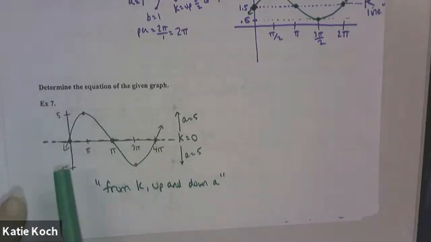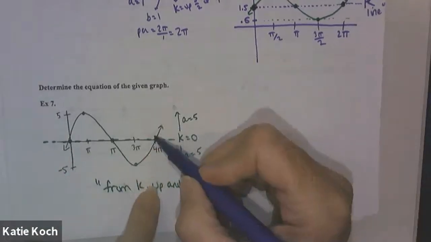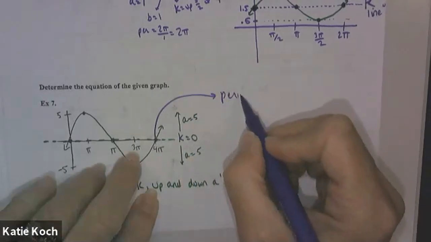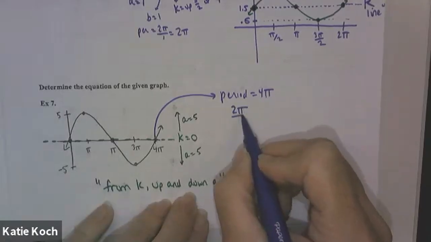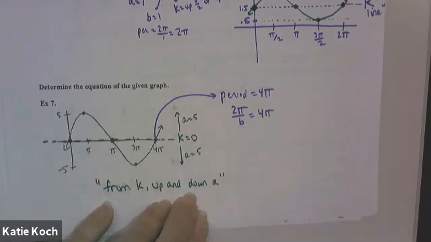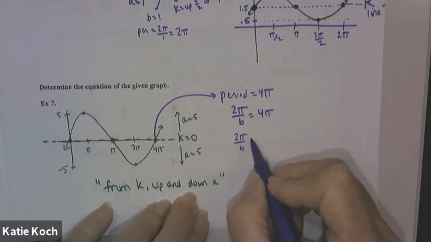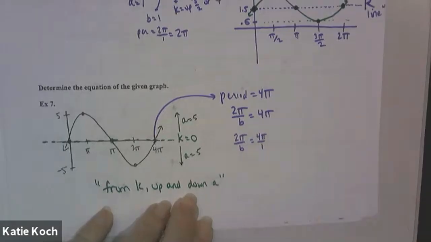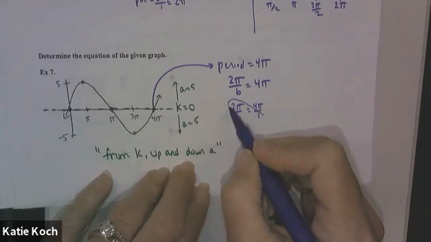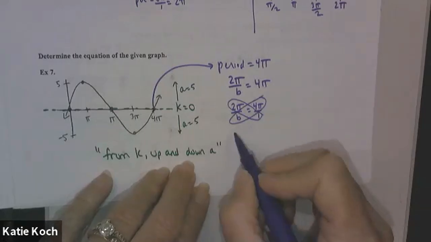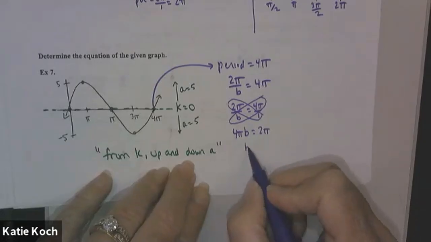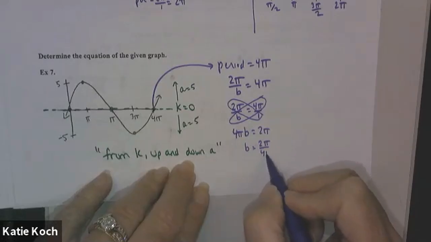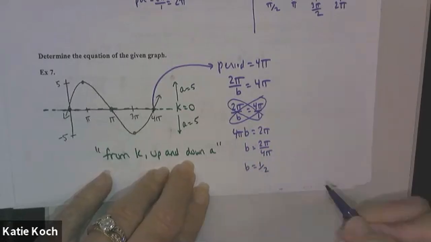Now notice the period here is 4 pi, right? It took 4 pi to repeat. So if the period is 4 pi, that means 2 pi over B is equal to 4 pi. So you can actually figure out what B is. You can just think about what B is, or if you wanted to, maybe write 4 pi over 1, you could cross multiply. 4 pi B equals 2 pi. So B would be 2 pi over 4 pi. So B would be 1/2.